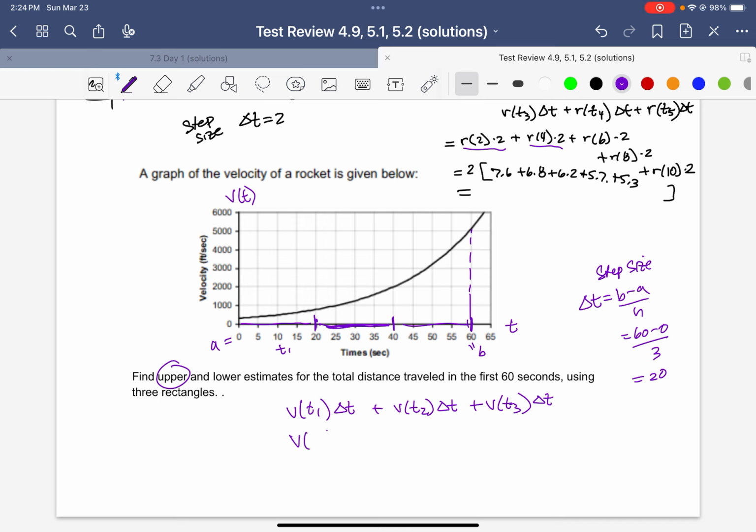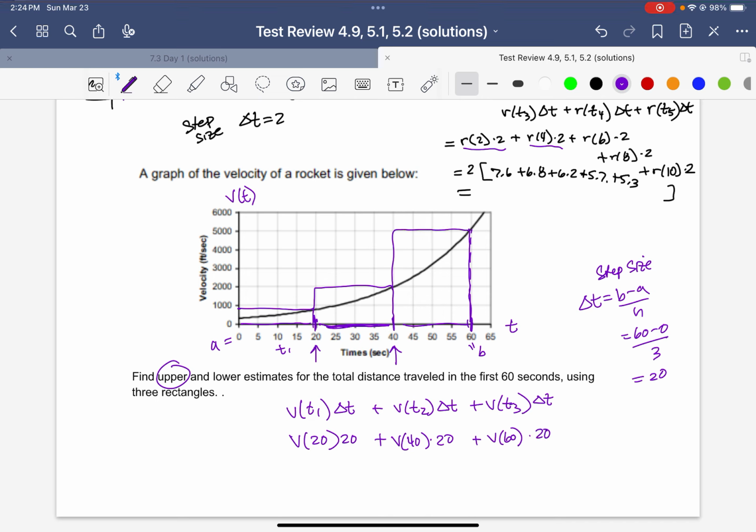But in this case, my t1 is just the right-hand endpoint because I want an upper approximation. I'm going to plug in 20. V of 20, plus v of, in the second interval, it looks like 40 is my right-hand endpoint, right? And times my 20 width, plus v at 60 times my 20, that's going to give me this.